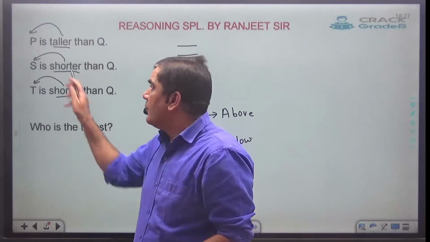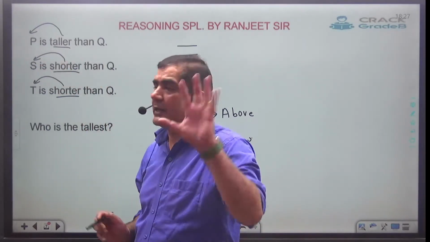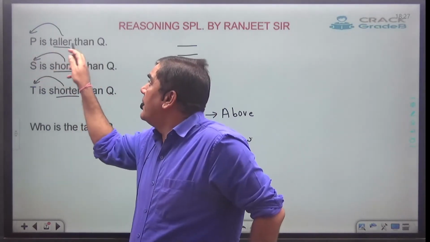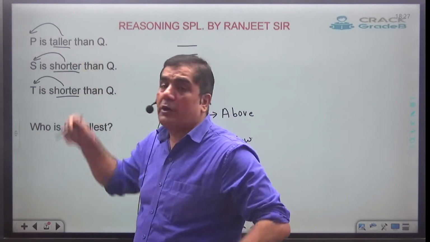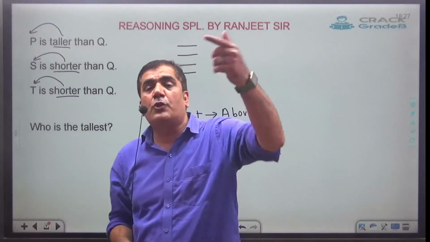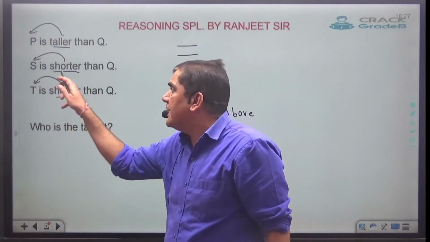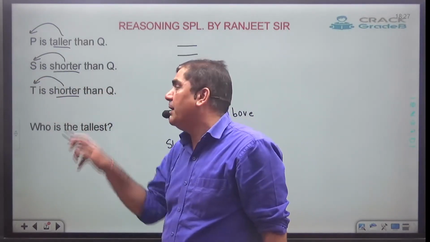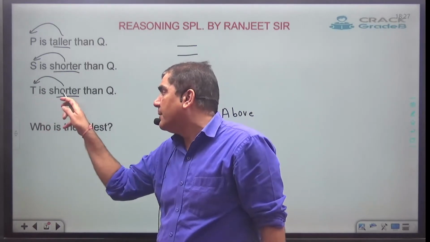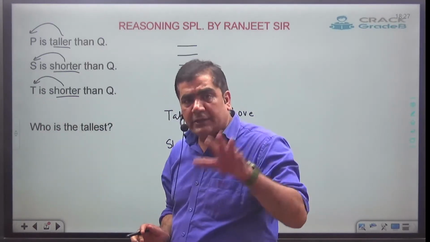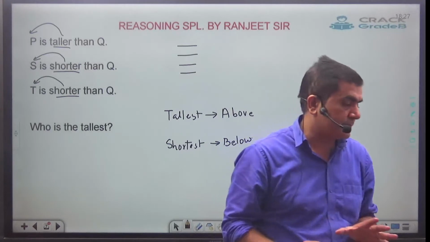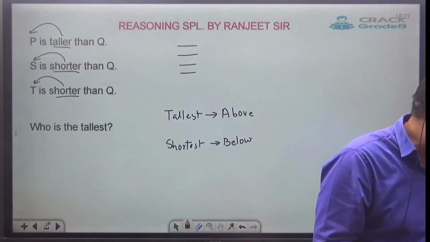And moreover, whenever this statement comes, you should read like this. P is above Q. Read taller as above. Meaning P is going to be above Q. Here I will say S is below Q. Here I will say T is below Q. Like this you have to read the statement. Clear? Anyone, any problem?